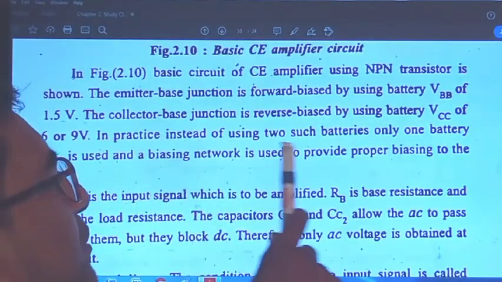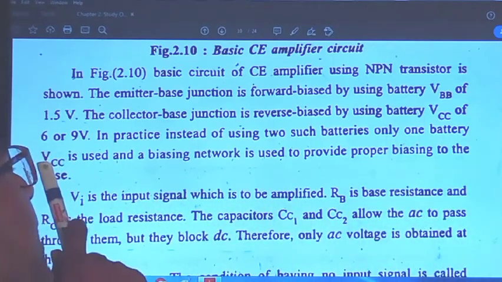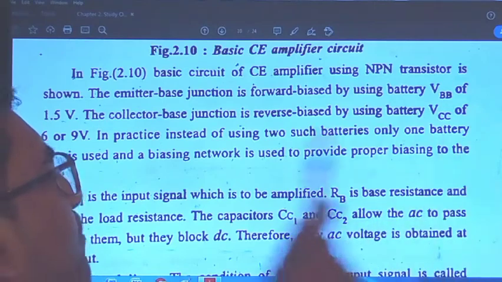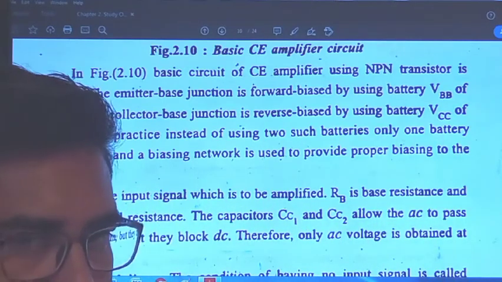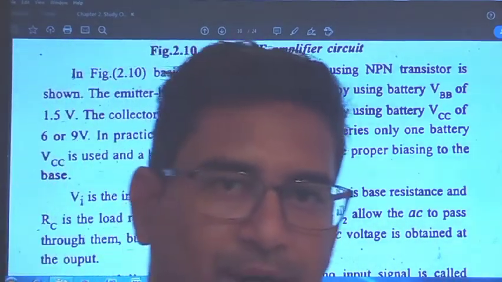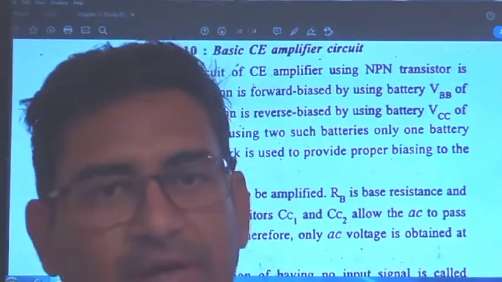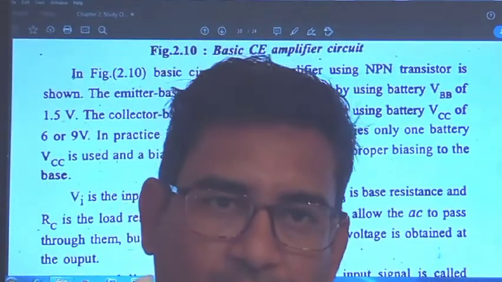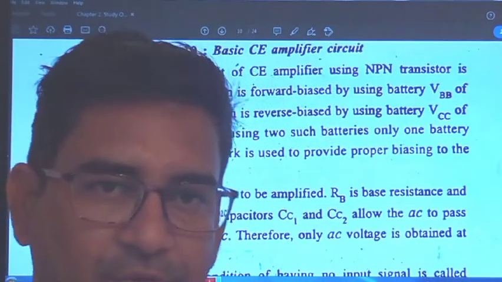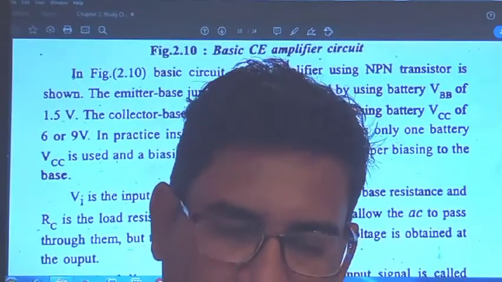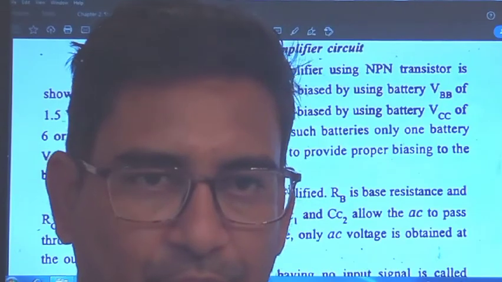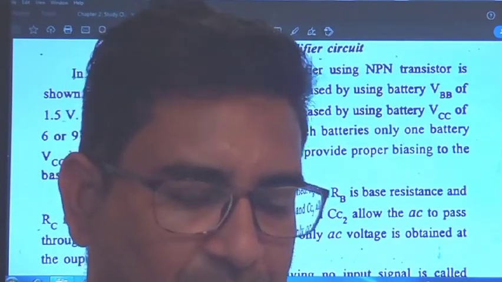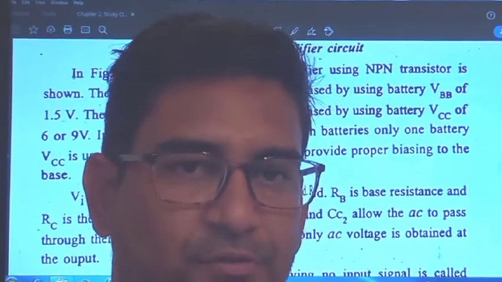In practice, instead of two such batteries, only one battery, that is VCC, is used for biasing the network. It is used to provide the proper biasing for the base. Only by using the one battery it is possible. For proper biasing of the base, we have to apply a proper voltage source. Then we apply the input voltage VI, the input signal which is to be amplified.